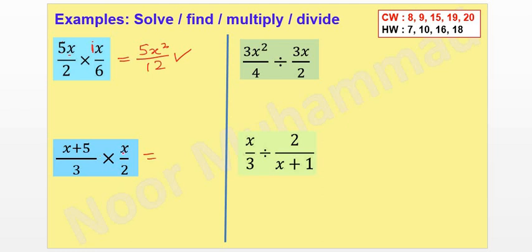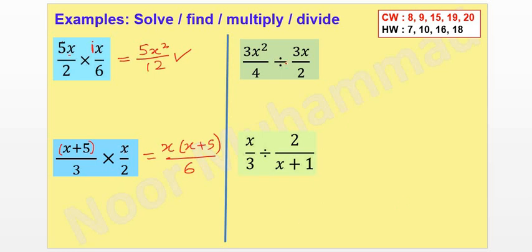And here, let's say if I want to multiply this x with this one, I can put it in a bracket to show that it's a factor. So to multiply the numerators, I will say x times x plus 5, and in the denominator, 3 times 2, 6. So this will be the answer.